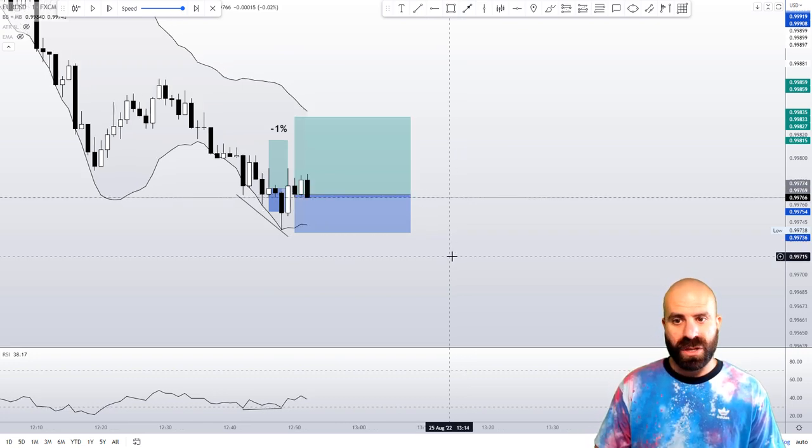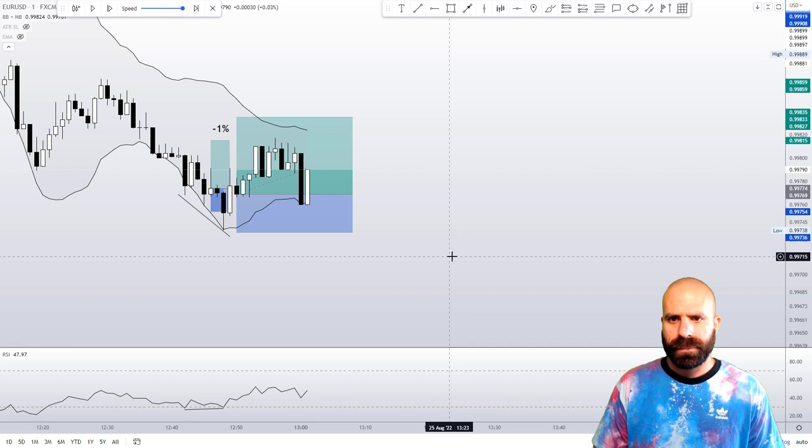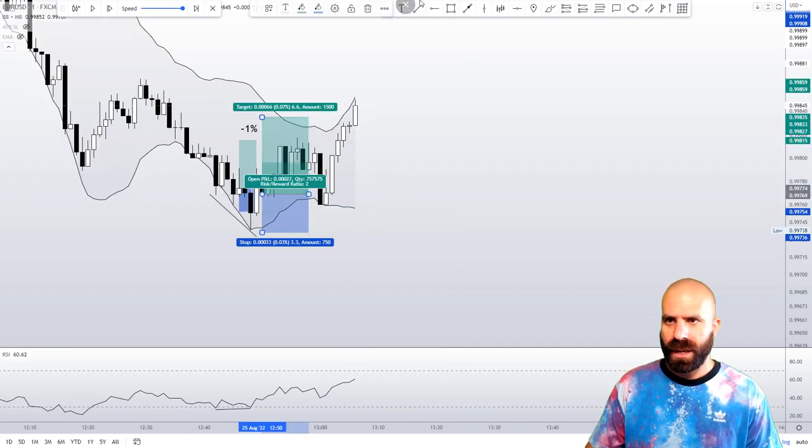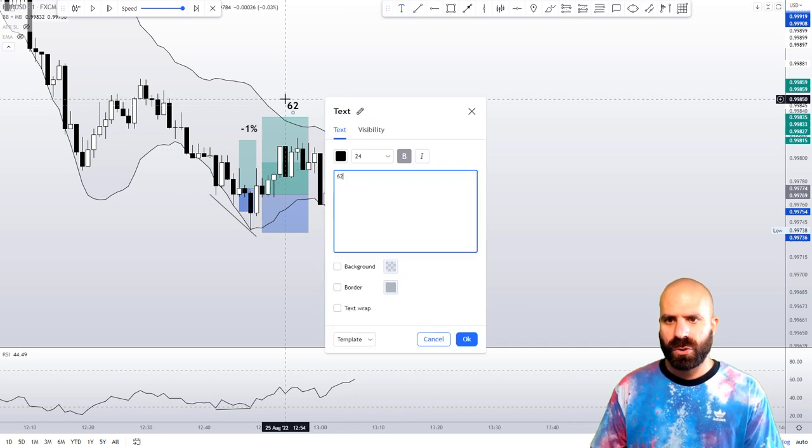So let's see how this one plays out right now. Are we gonna win this one? As it seems, we are gonna win this one. And here we go, we have a plus 2%.